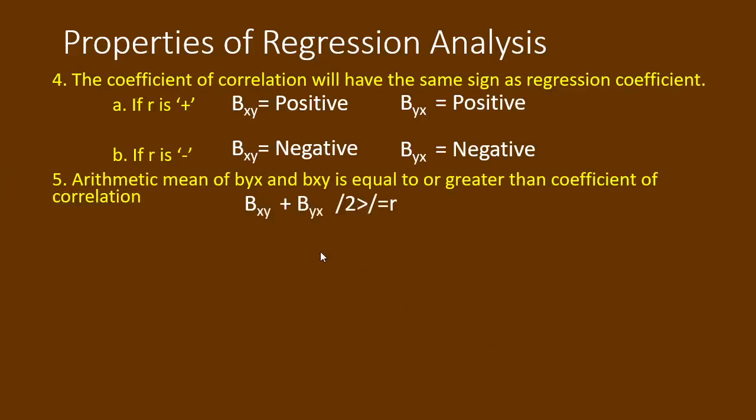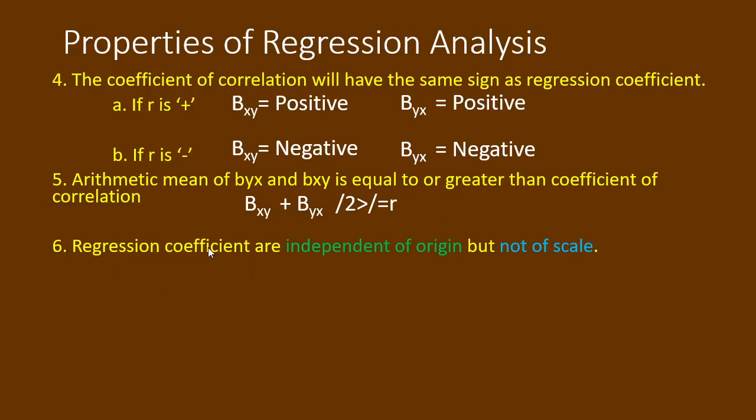So the arithmetic mean of byx and bxy is equal to or greater than r. Regression coefficients are independent of origin but not of scale. So here we should analyze independence of origin. That means we can take any assumed mean. So in the solution, we can take any number as our assumed mean. Your results will not change.